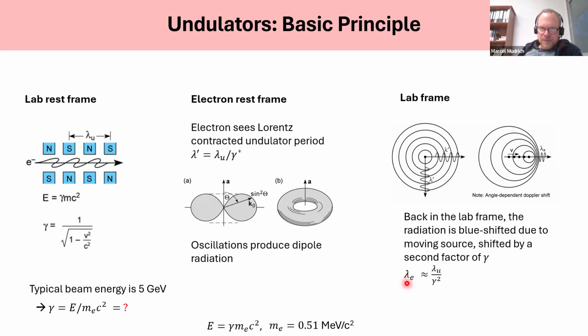For example, how short the wavelength will be, because the undulator wavelength is fixed by the permanent magnets and the construction of the undulator. This is fixed once we have built the device. But there's still gamma to tweak the wavelength. So how large is gamma for an electron beam that's 5 GeV in energy?